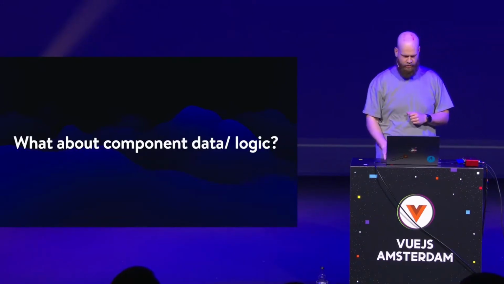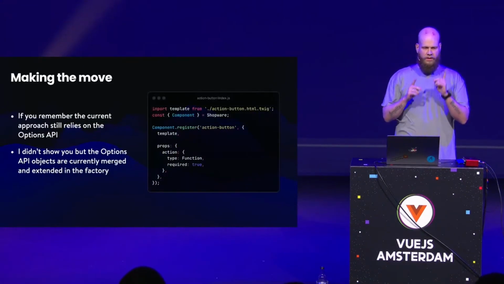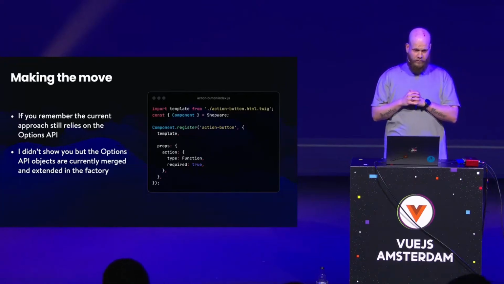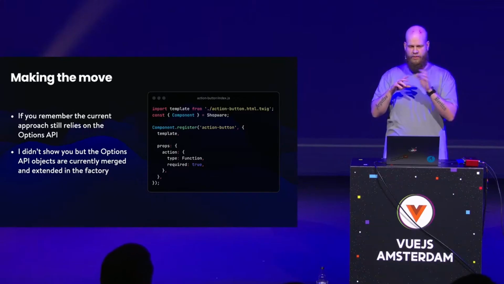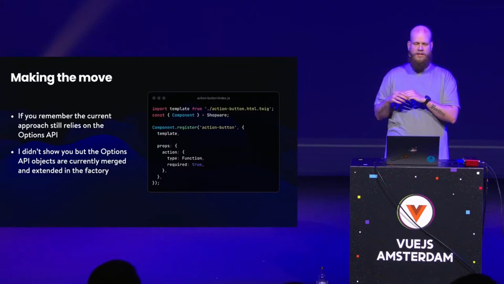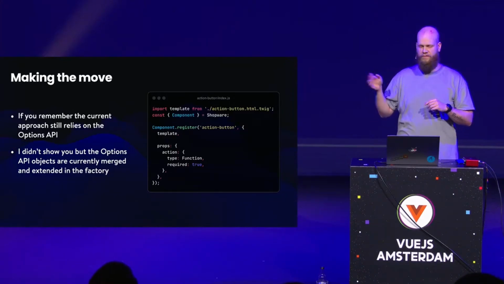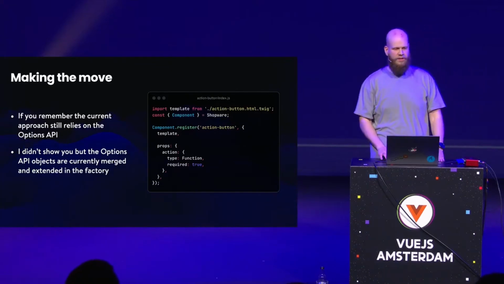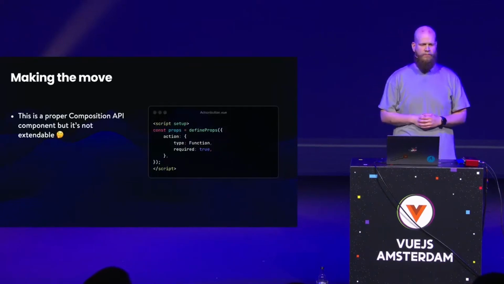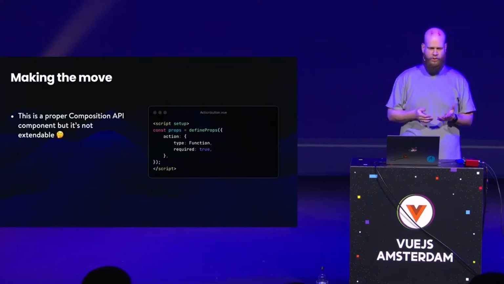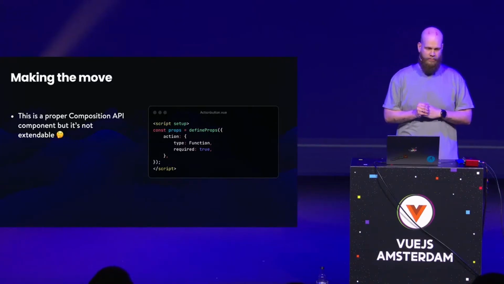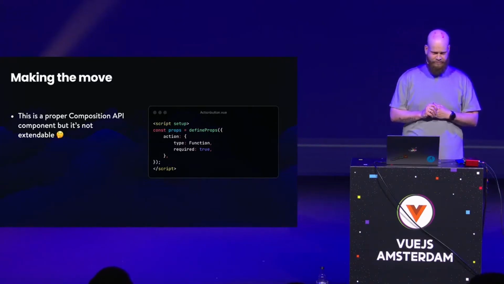What about component data or logic? So the implementation of the component. If we remember this, it's still using options API, and I didn't show you this, but the implementation with the component register and override is also able to resolve function overrides, and it's able to call parents. So it's a very complicated implementation right now. And if we want to make the move, the first thing we would need to do is change to composition API. We don't have to, but we want to, because it's somewhat becoming the new standard.